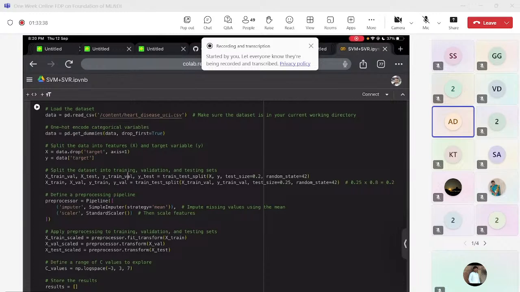How did we do that? First, you take your entire data set and split it into two parts. One is temporary, here in this case called train_val. Another is your test.